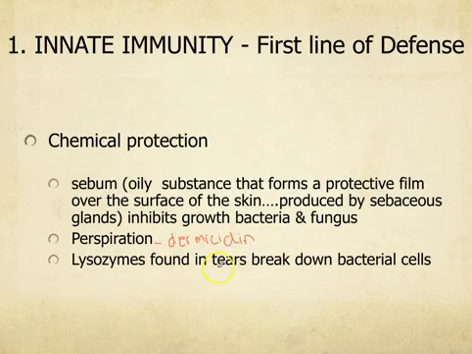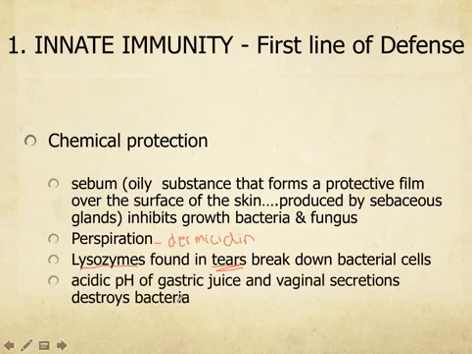And then, following up on that, tears not only physically flush things out of your eye, but also contain lysozyme, an enzyme that helps break down bacterial cells. Other chemical protection is the acidic pH of gastric juices, as I mentioned, and vaginal secretions, and again, the pH in urine can vary anywhere from a pH of 4, which is fairly acidic, up to a pH of 9, which is fairly basic. So again, that will help destroy bacteria.